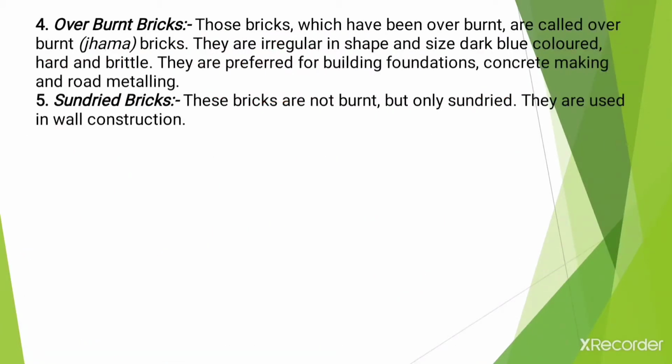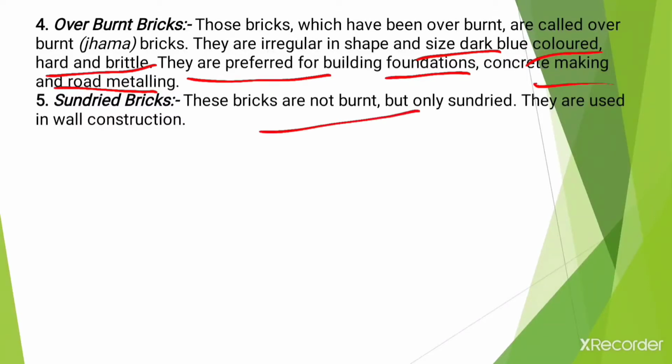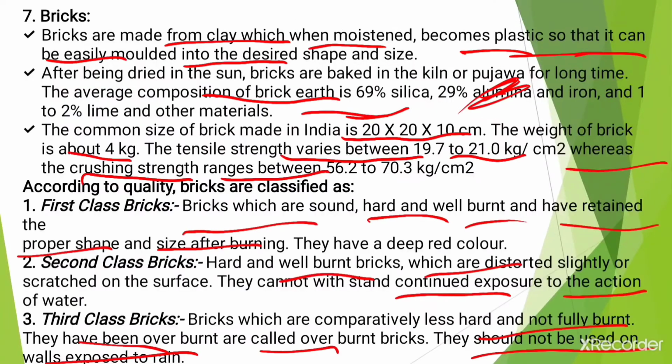Then number 4 is overburnt bricks. Those bricks which have been overburnt are called overburnt bricks. They are irregular in shape and size, blue colored, hard and brittle, and they are preferred for the building of foundations, concrete making, and road metalling. And the last type is sun dried bricks. These bricks are not burned but only sun dried, and they are also used in wall construction.